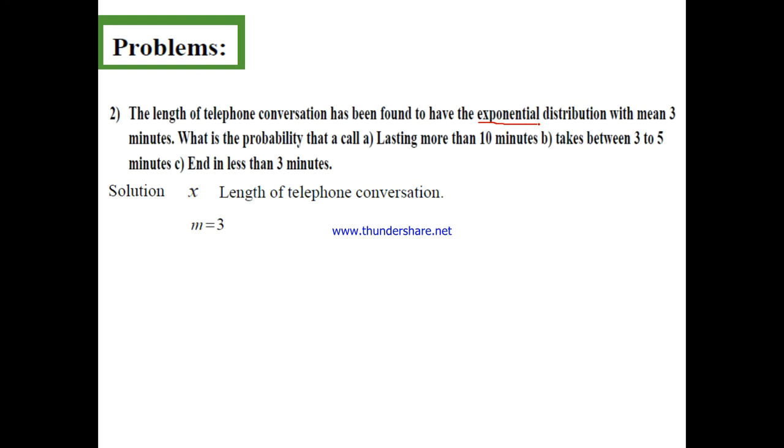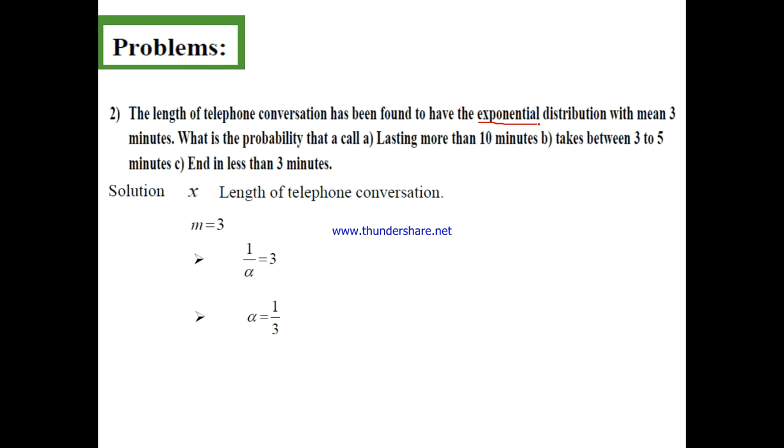Mean formula we know, which is nothing but 1 by alpha. Mean can also be written over here as 1 by alpha, which is equal to 3. Therefore, alpha is equal to 1 by 3.